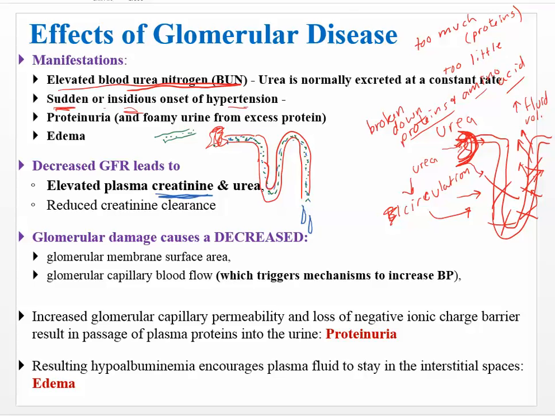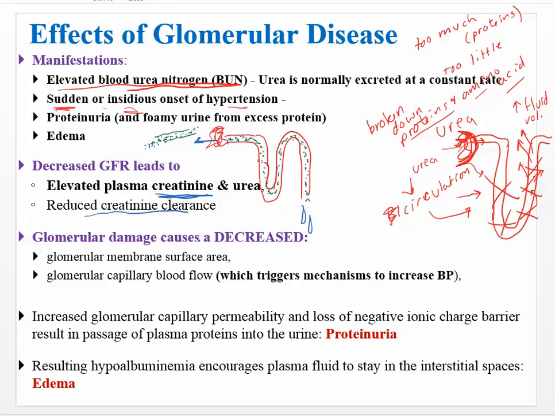But if the kidneys are not functioning properly, then we may see an increase in creatinine. We may also see an increase in urea. Lots of different possibilities here. So that would be from reduced creatinine clearance. We're not able to clear it, which means it backs up and it stays in the blood.